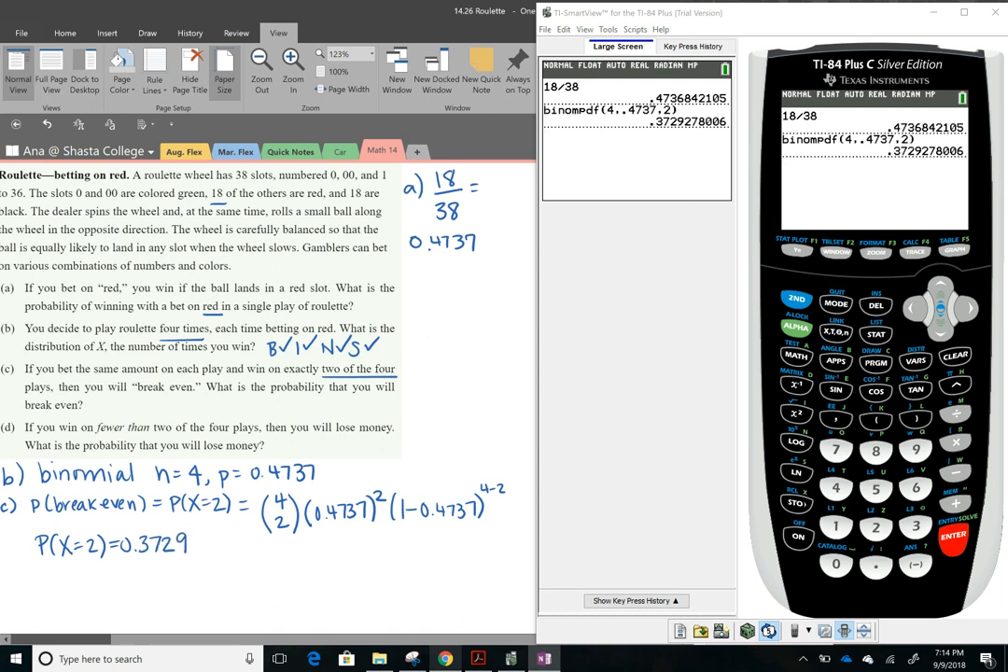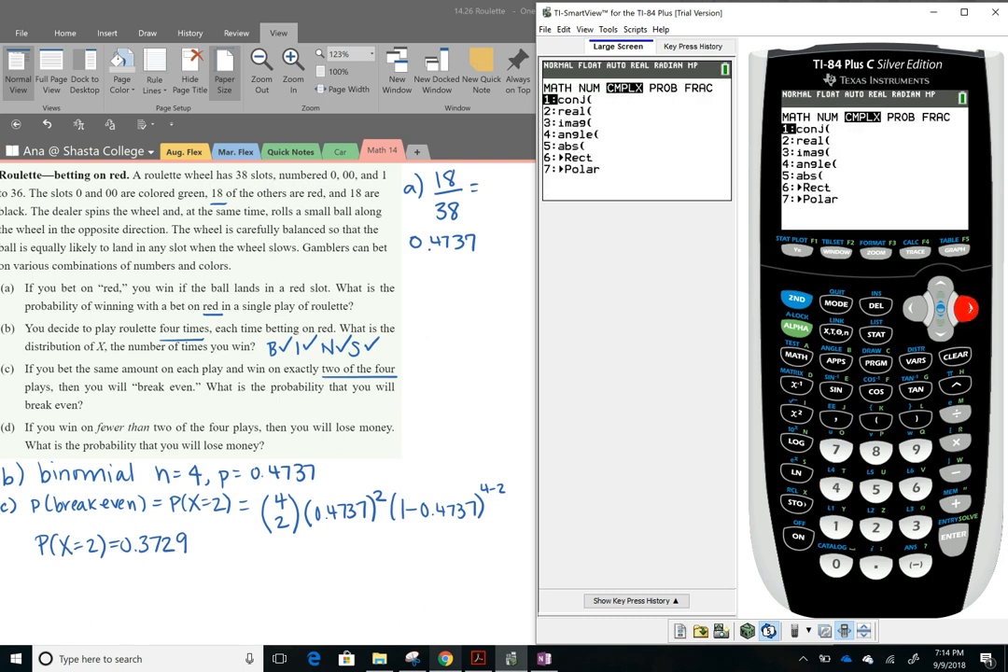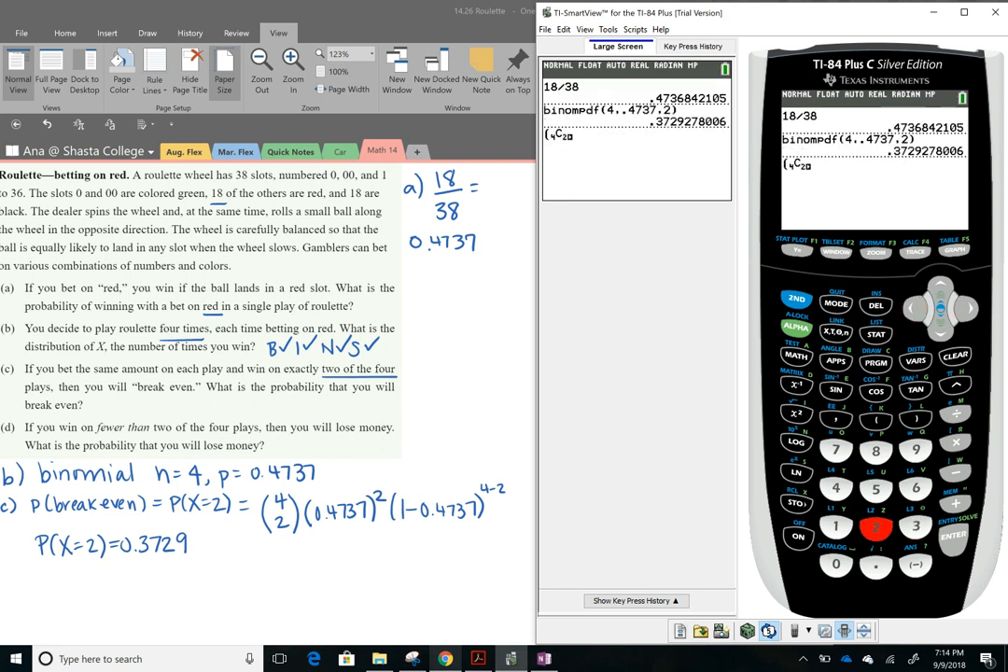This matches if I was to say 4 choose 2, times my probability of success to the second power times 1 minus my probability of success, also to the second. So they're exactly the same value.